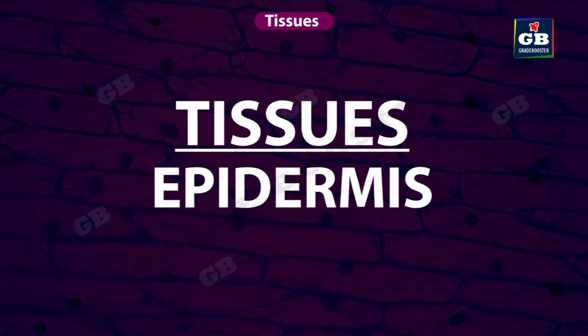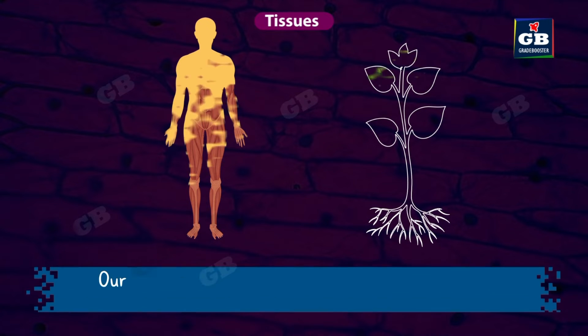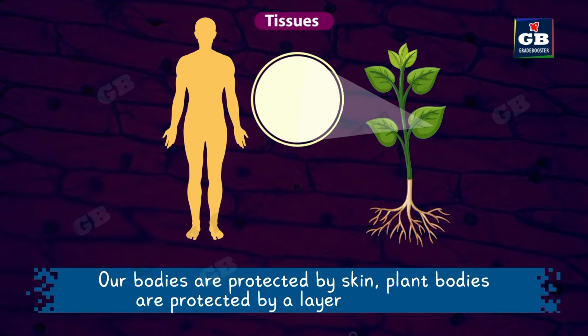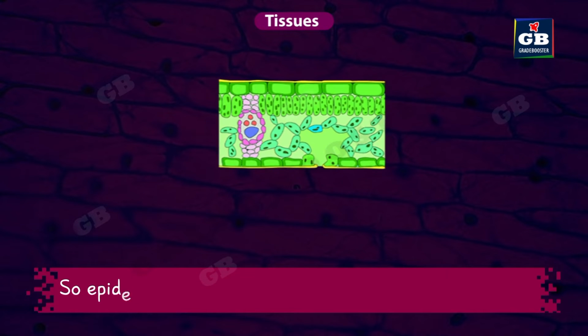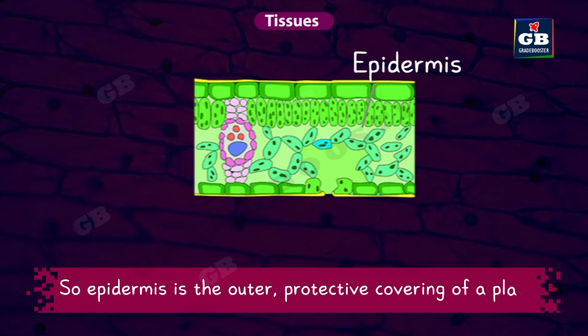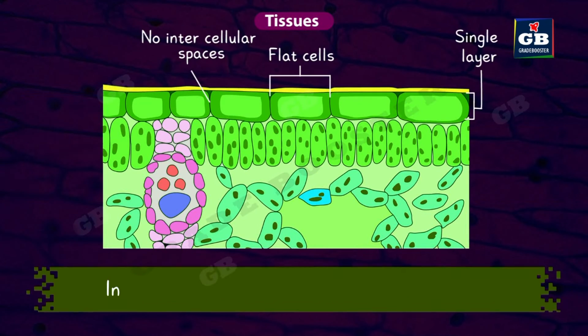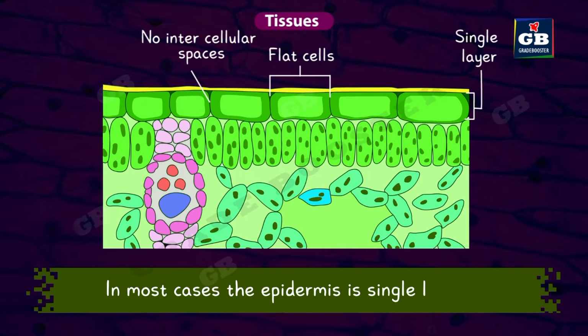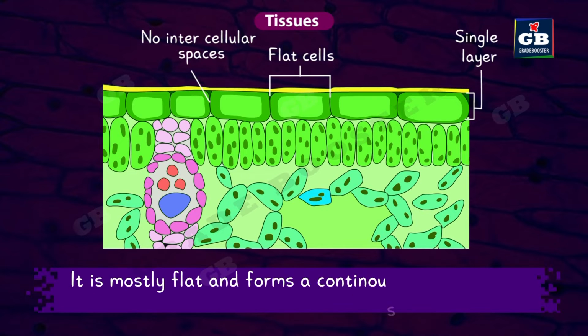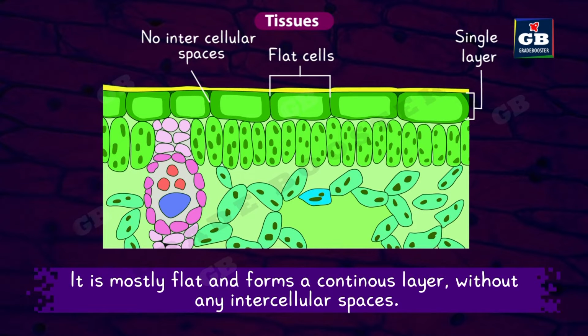Now, let us learn about epidermis. Just like how our bodies are protected by skin, plant bodies are protected by a layer of epidermis. So, epidermis is the outer protective covering of a plant. How does this epidermis look? In most cases, the epidermis is single-layered. It's mostly flat and forms a continuous layer without any intercellular spaces.